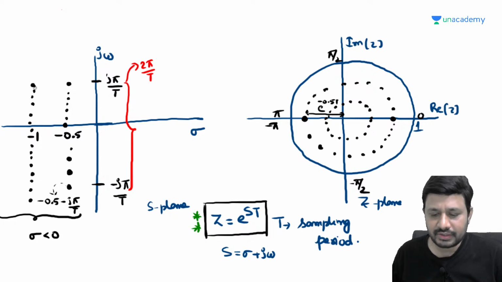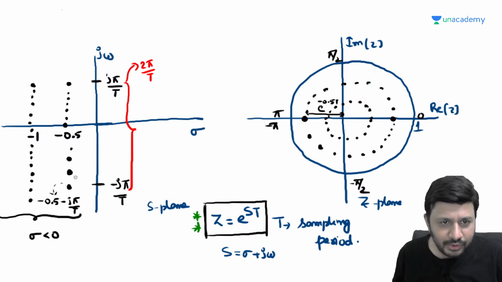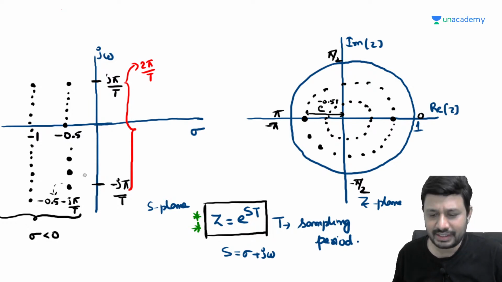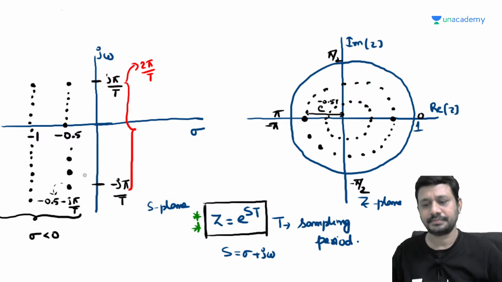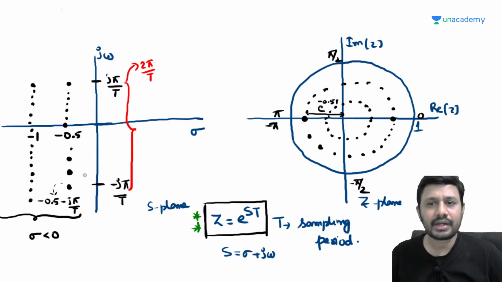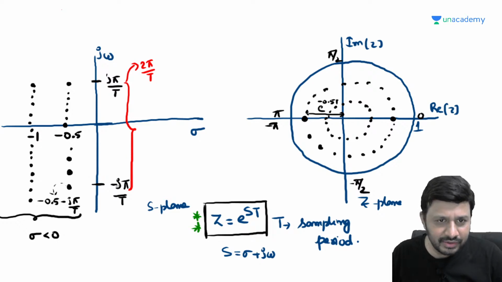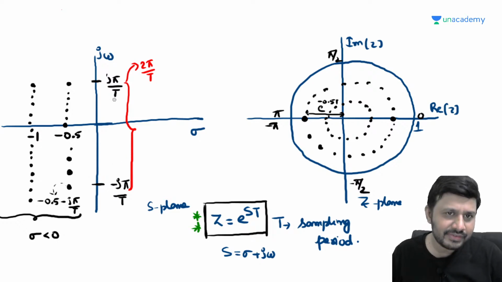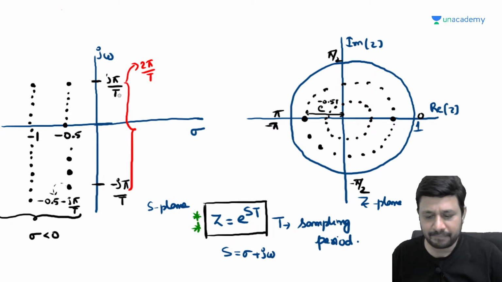Now you are able to successfully map or take the location of any point and substitute in z is equal to e power st. That's it. Take any point in the S-plane and try to substitute that in z is equal to e power st. And take the strip length, vary the values of omega from minus j pi by t to j pi by t.